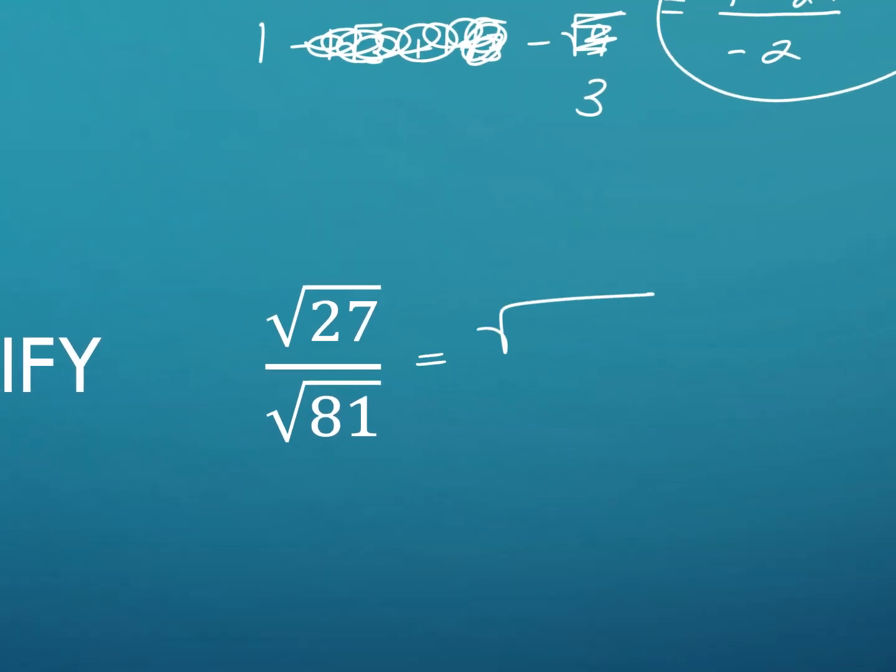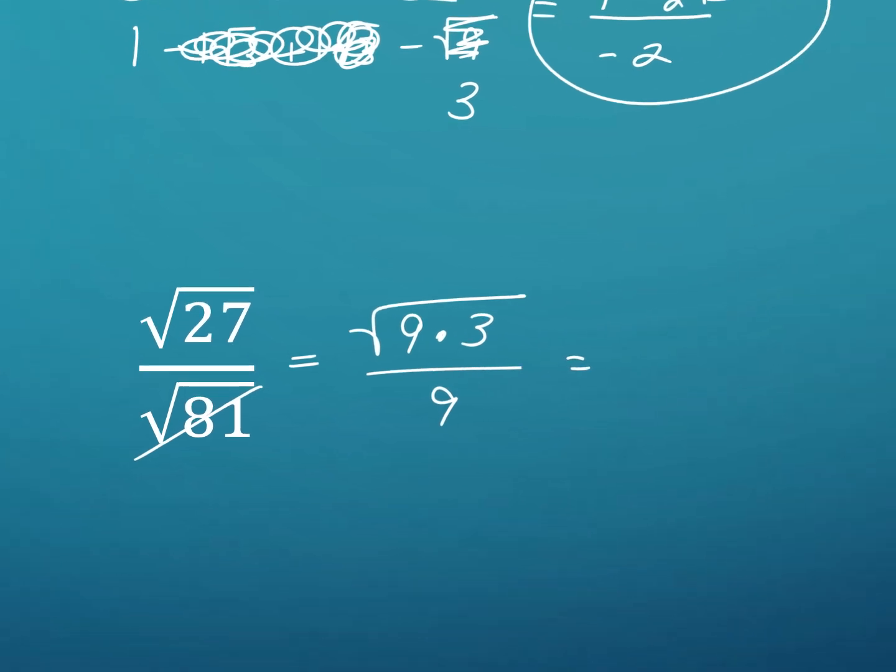I'm going to break up 27 into 9 and 3. And I'm going to go ahead and say the square root of 81 is 9. Simplify the numerator a little more. What is the square root of 9? So I have 3 root 3 over 9.